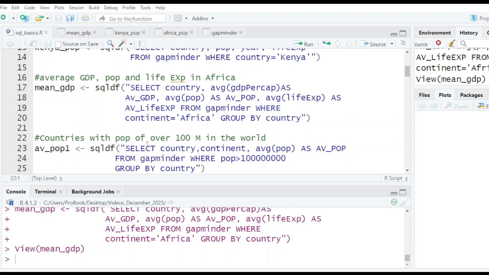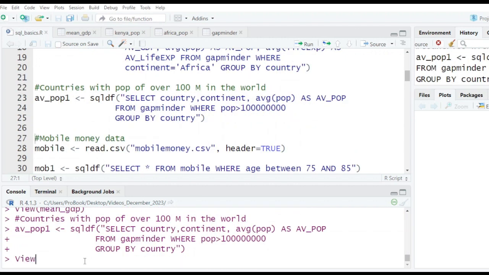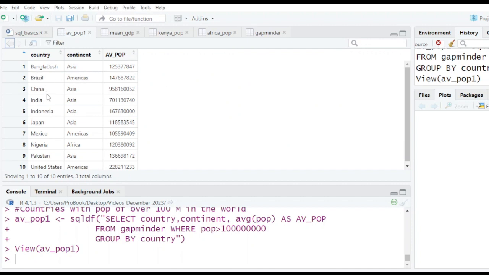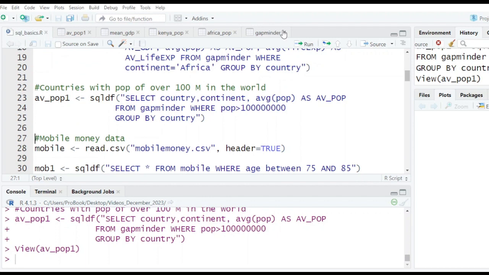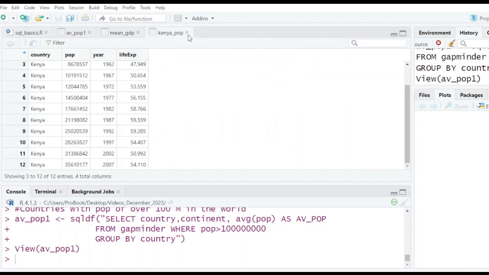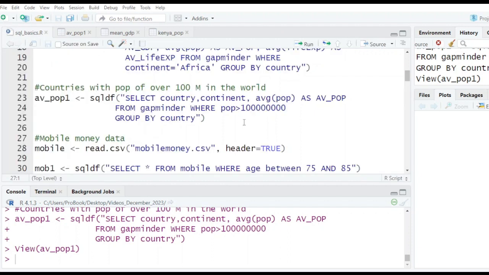Countries with population over 100 million in the world, we can say that. So we say select country, continent, average population as AV pop from Gapminder where population is above 100 million, and then we group by country. Let's see from the data how many countries we have with that population. Bangladesh, Brazil, China, India, Indonesia, Japan, Mexico, Nigeria, Pakistan, and United States. And it gives you the average during that period of time. So far you've seen it's such an easy and straightforward language to use.